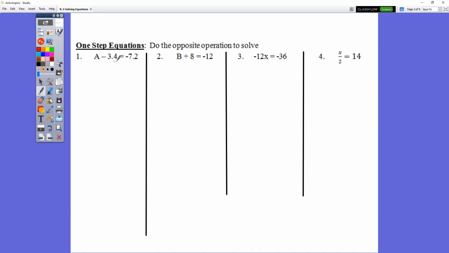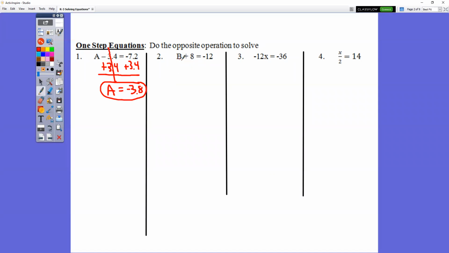We have a minus 3.4 equals negative 7.2. The opposite of minus 3.4 is to add 3.4 to both sides. When you do that, these 3.4s cancel out. Bring down your letter, bring down your equal sign. Negative 7.2 plus 3.4 is negative 3.8.